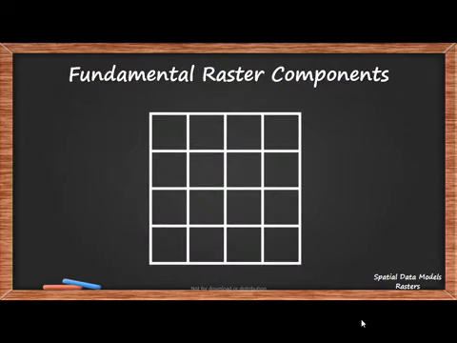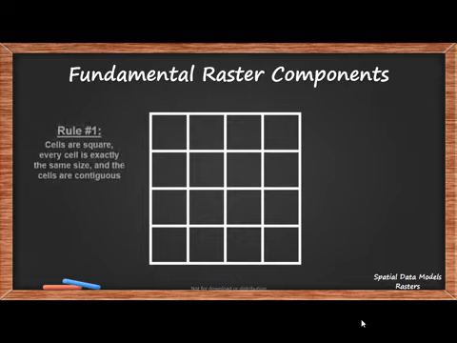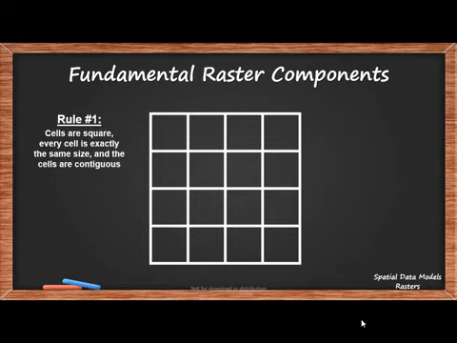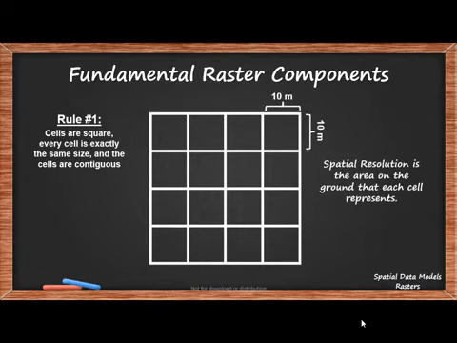In many ways, rasters are actually much simpler to store and conceptualize than vectors, and there are a few fundamental rules that all rasters follow. First, the cells of a raster are always square, with each cell being exactly the same size. The cell size is important because it determines the area on Earth that each cell covers or represents. We refer to the size of the individual cells as the spatial resolution of the raster.